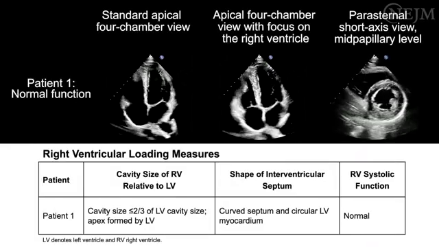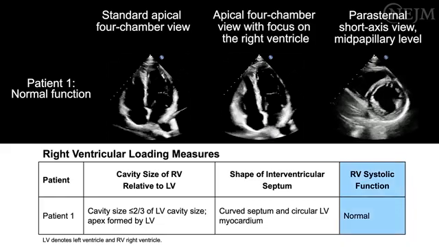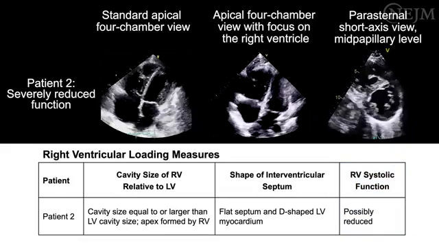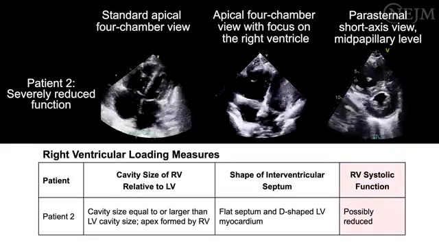If both loading measures are normal, as in patient 1, then right ventricular systolic function is likely to be adequate. In contrast, if at least one of the loading measures is abnormal, as in patient 2, then right ventricular systolic function is possibly reduced.